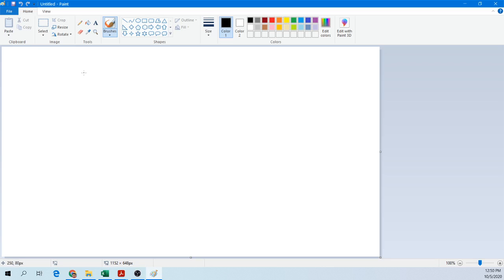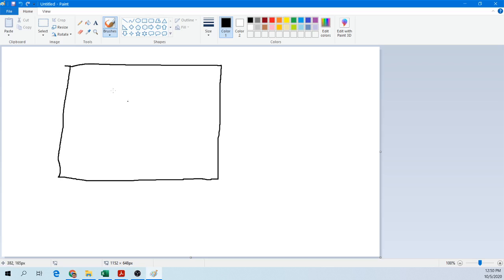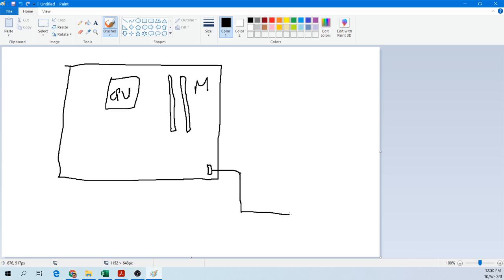Let me see. I'm drawing a motherboard. So this is like the homework you would have drawn. And this here is the CPU. And this here would be the memory. Now, connected to the motherboard, you would have maybe a hard drive. So this here is your hard drive.